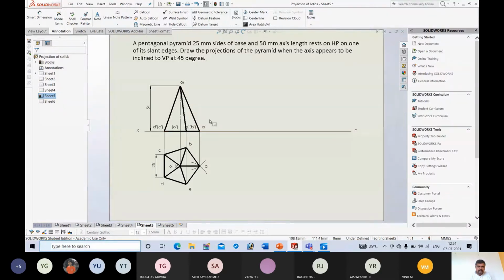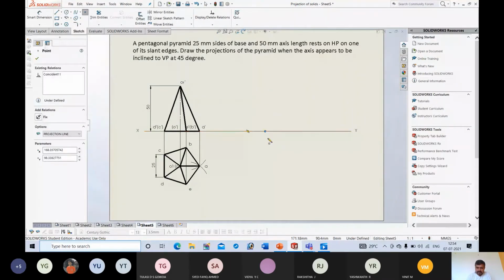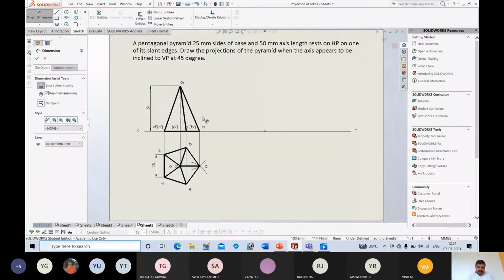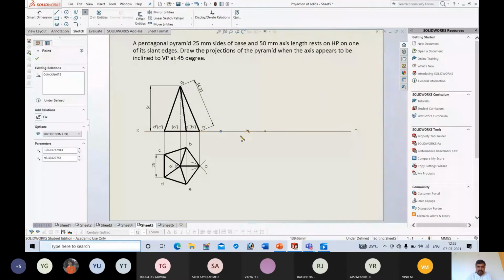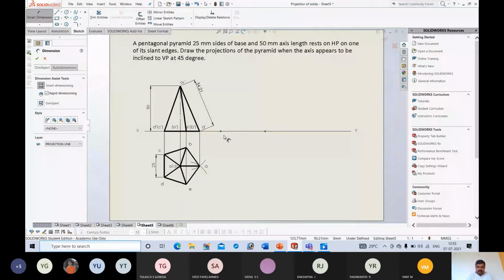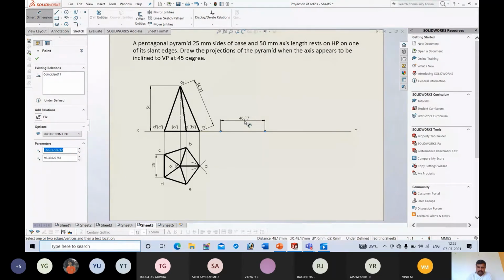So now I will consider a point on the XY line. This will be O1 dash. If I rotate such that this will come down, O1 dash will be at this location and A will be somewhere here. So now I will measure the radial distance of this slant edge using a compass. Then mark a point on the XY line and name it O1 dash. Next, consider one more point at a distance of 54.21. So this distance should be 54.21.